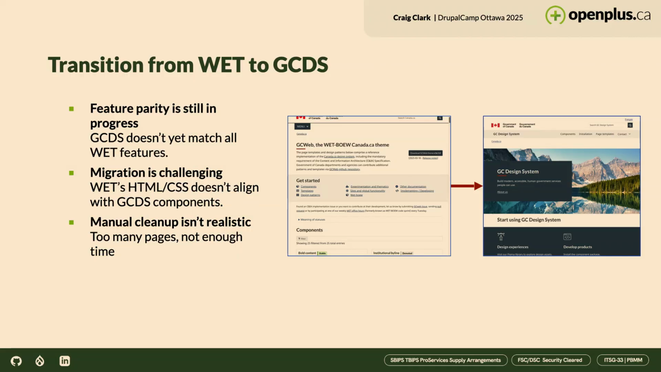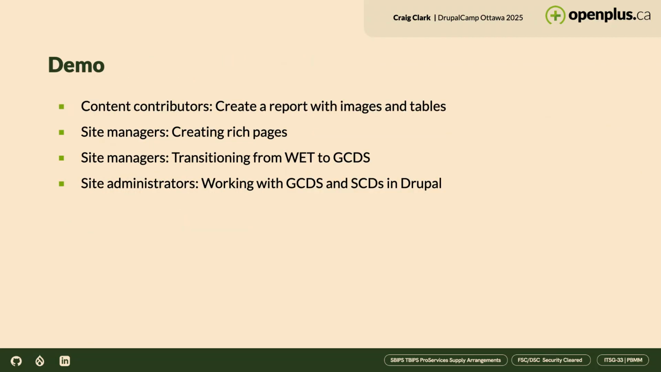The other thing is, I missed a point here. GCDS doesn't yet have full parity with WET. So things like data tables, there's a few other things, they're still coming. GCDS is being developed all the time. There's a newsletter, you can go to the site and sign up, so check that out. But there's not quite that parity. So sometimes you might have to use WET because there's not yet a GCDS equivalent to it.